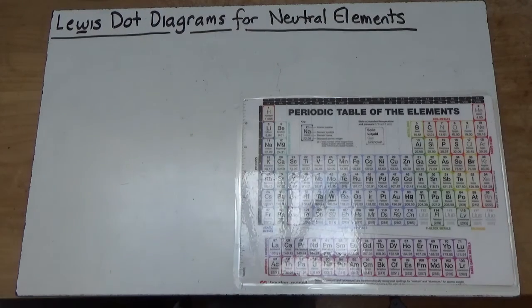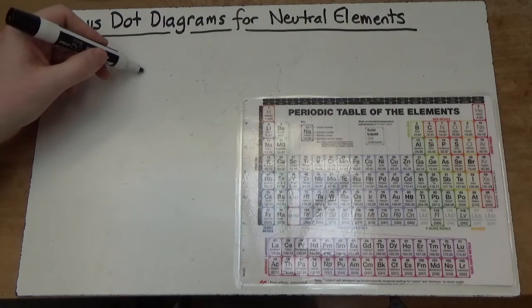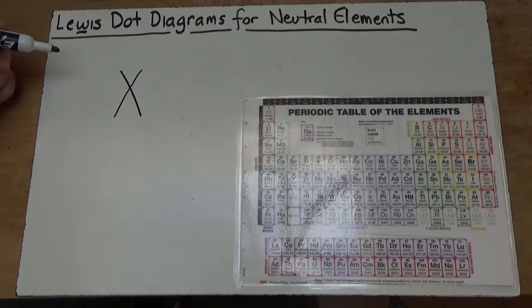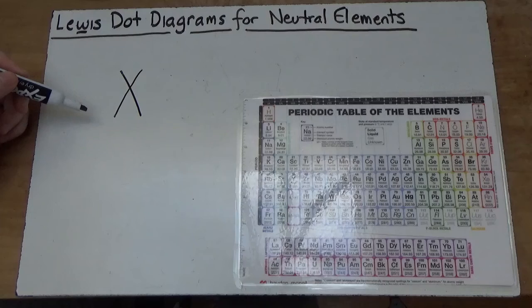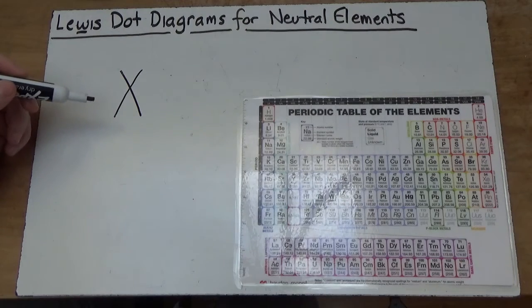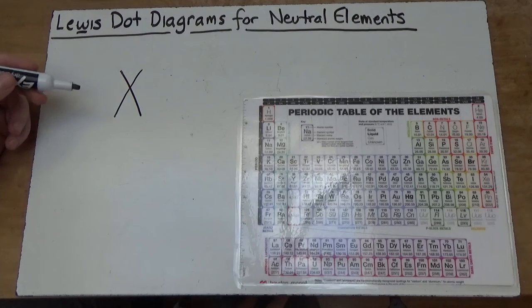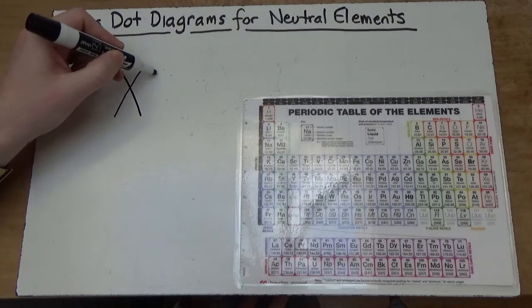Today's lesson is on Lewis dot diagrams for neutral elements. A Lewis dot diagram consists of a symbol, I'm going to use the neutral, generic X here, as well as a series of dots around the outside of it in a specific order that are meant to represent the number of valence electrons that a particular element has. That order is this.